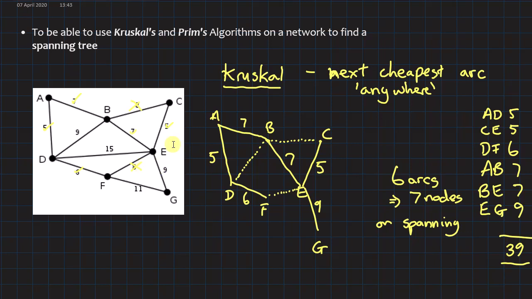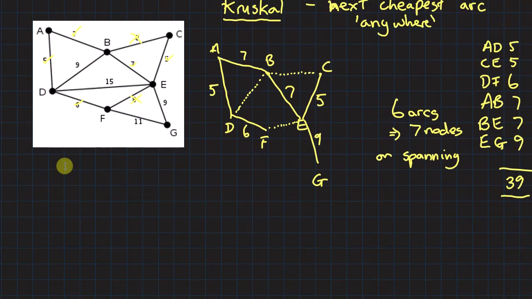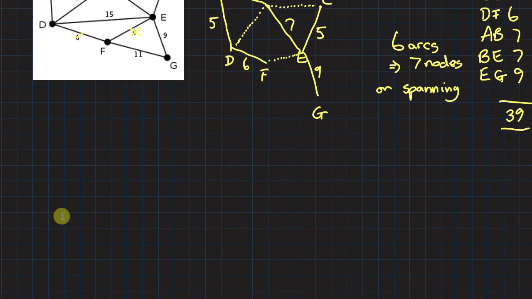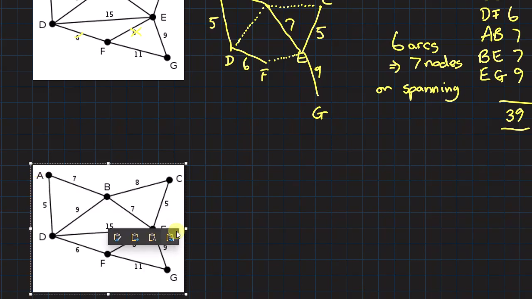Prim's says let's take a place, and let's consider where can we get to next to grow the network, as if it was being grown naturally. So Prim's algorithm is actually quite natural.